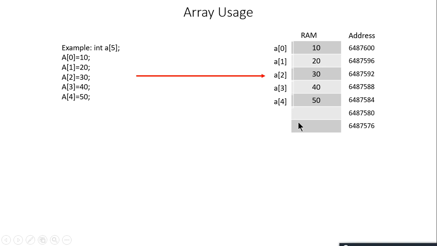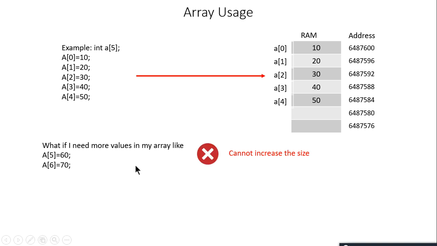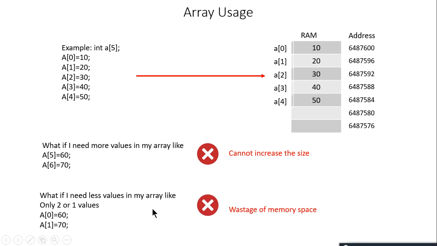Once this memory space is allotted, you cannot increase or decrease the size. For example, what if you need more variables, like after index 4 you want to use index 5 and 6? You cannot do this. You cannot increase the size. And what if you only use 2 variables, like a[0] and a[1]? What about the other 3 — a[2], a[3], a[4]? Will they be free or will they be utilized? It is wastage of memory space, as they will take up memory and no utilization will occur.